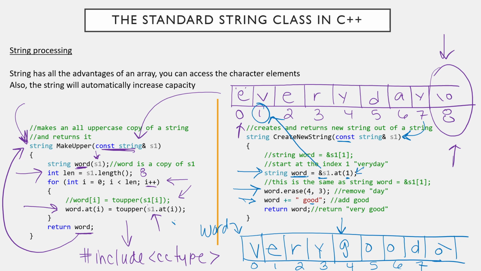So this function right here creates a new string out of the string, and this is not always going to be the word every day. This is just an example with the word every day, but if S1 was a different word, it would still start at index 1 and it would still erase, starting at the fourth index, 3 letters, and it would still add the word good onto it. So this is just an example where you can practice and, you know, I really recommend when you're working with strings to do like I just did and draw the pictures.